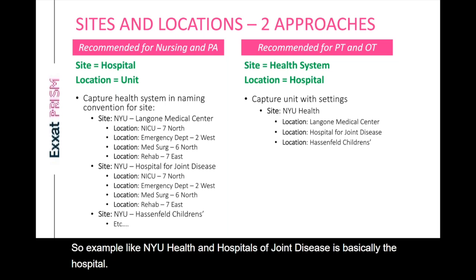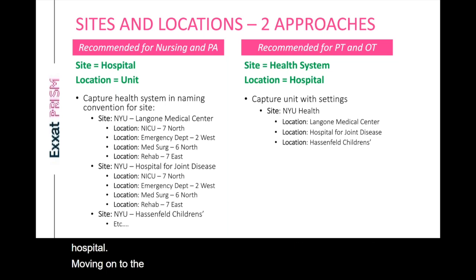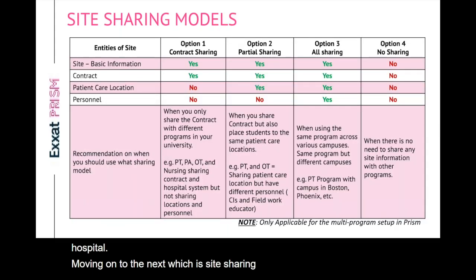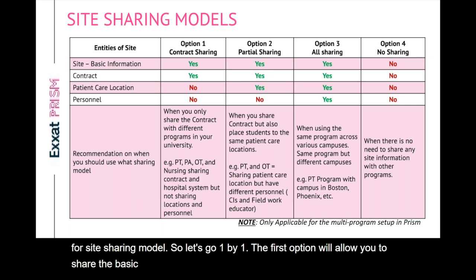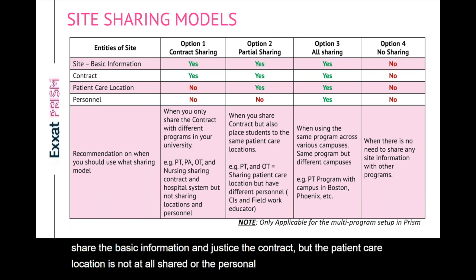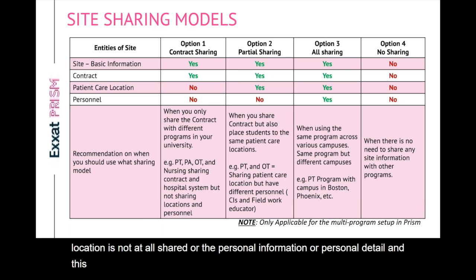Moving on to the next, which is the site sharing model. So we have 4 options for site sharing model. Let's go one by one. The first option will allow you to share the basic information and just the contract, but the patient care location is not at all shared, or the personnel information or personnel details. And this is mostly adopted by PT, OT, PA, and nursing schools.